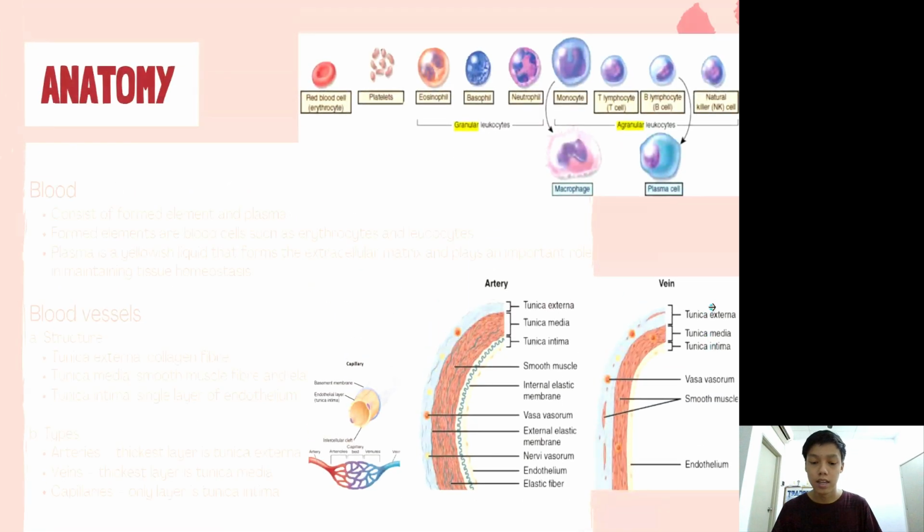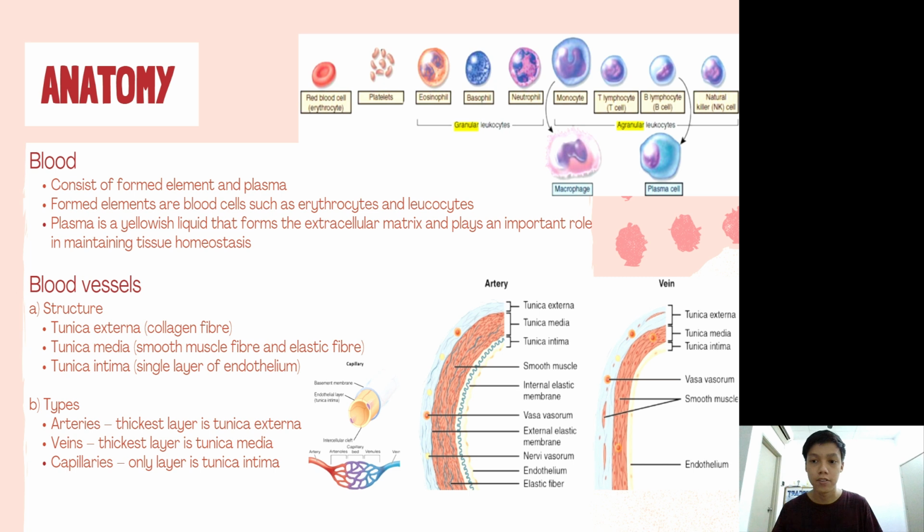So next we will be looking more in depth at the human blood circulatory system. So first of all, I will be explaining the anatomy. We have three components. The first is the blood, next is the blood vessel, and then the heart. So first we will be looking at the blood. Now the blood consists of form element and the plasma.